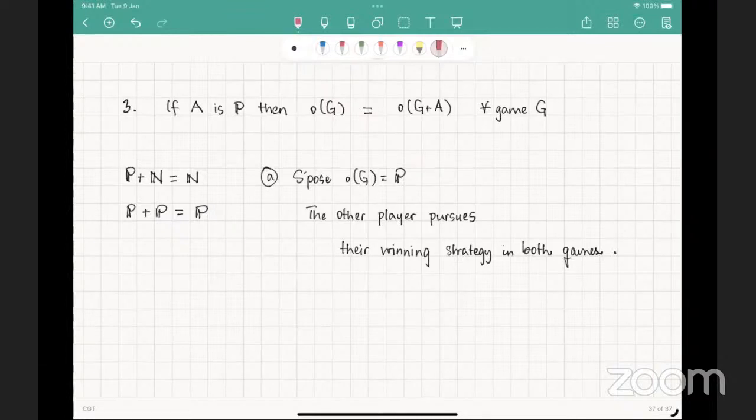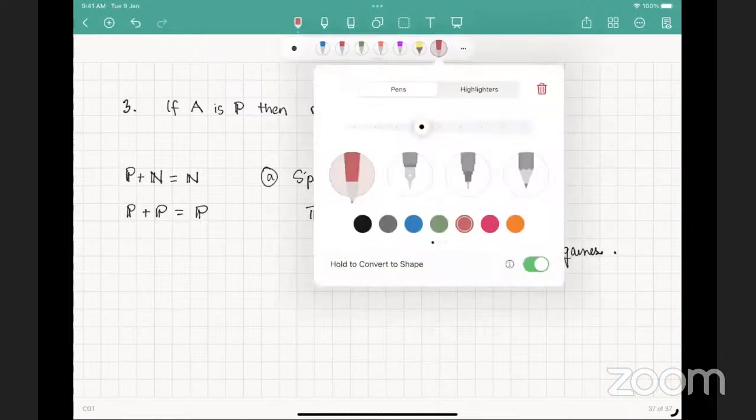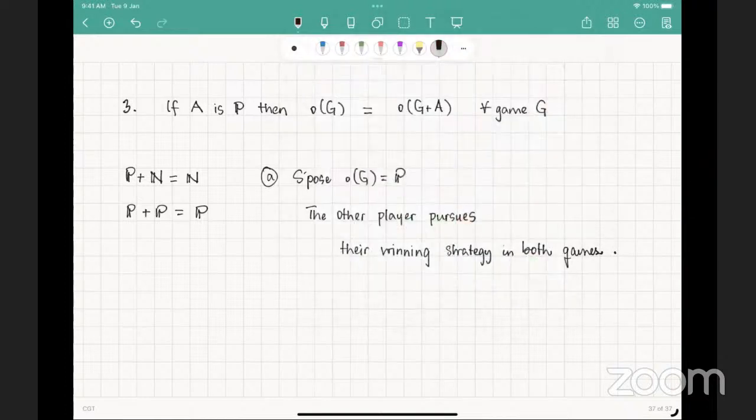Whereas in a P plus P situation, the other player waits for the current player to make their move, and they make their best move in whatever game was touched by the current player to begin with. So I think it's worth spending some offline time appreciating the slightly nuanced differences here between the P plus P and the N plus N situation.